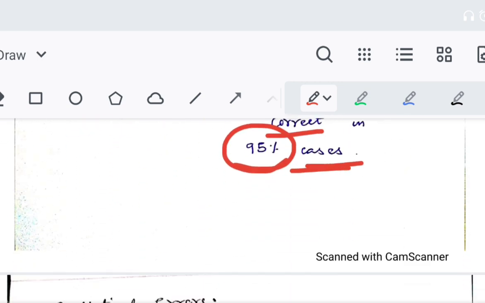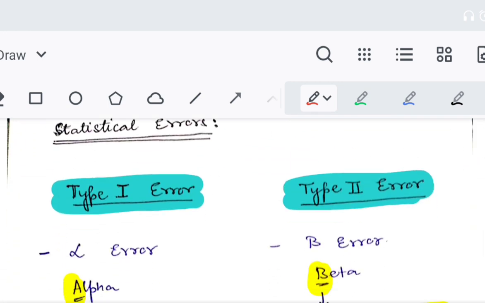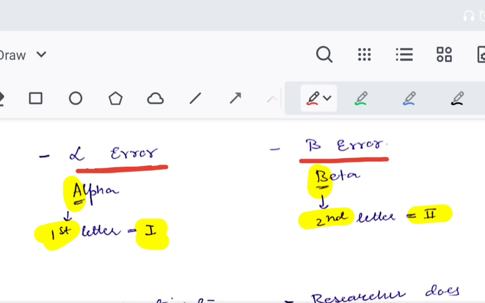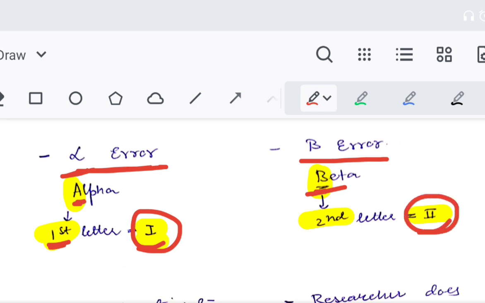Okay. So now let's go to statistical errors. So there are two types, that is type 1 and type 2. Type 1 is also known as alpha error and type 2 is also known as beta error. So how do we remember this? See, alpha, A is the first alphabet, so that is 1, and beta, B is the second alphabet, so it is type 2 error.